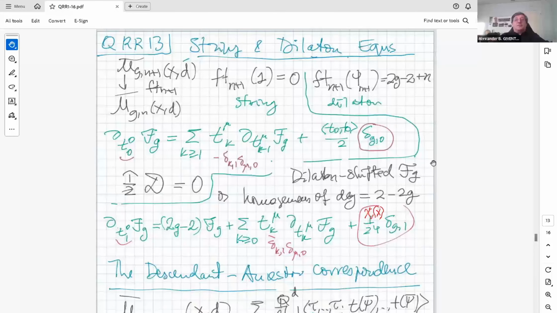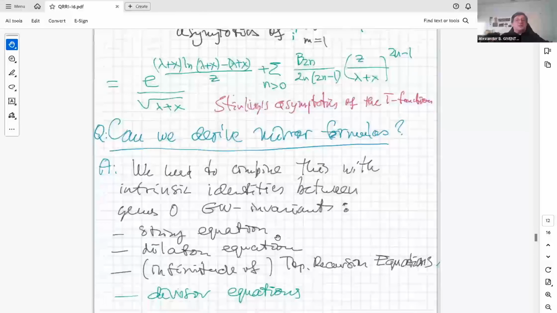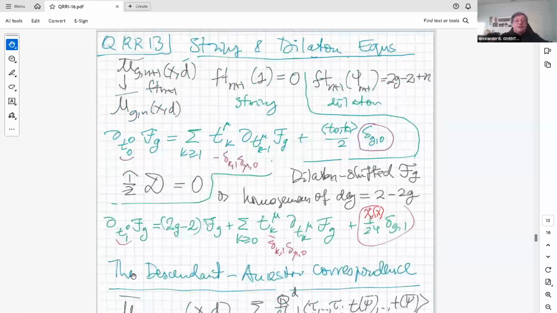So, as I said, we need to discuss some general identities satisfied by Gromov-Witten invariants: the string equation, the dilaton equation, and actually what's called the ancestor-descendant correspondence. In genus 0 theory, in fact, the string and the dilaton equation follow from the descendant-ancestor correspondence, but nevertheless, let me mention them separately.